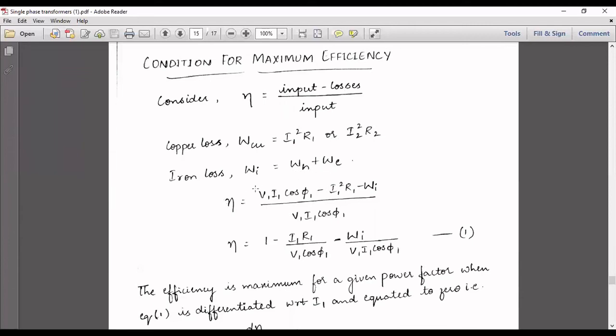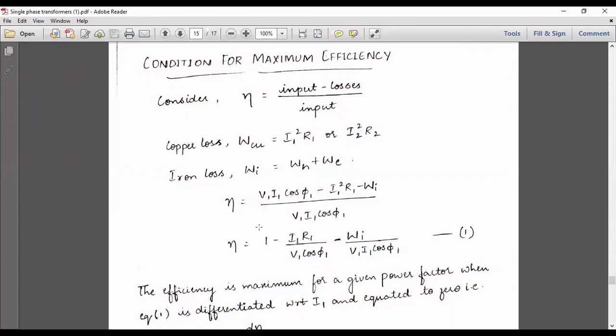When I substitute all these values in the equation, eta will be equal to the input power. What is the value of input power? With respect to the primary winding, it is V1 I1 cos phi 1, minus losses. I am considering the losses only with respect to the primary winding. Therefore, it will be I1 square R1 plus WI, that is iron loss, divided by V1 I1 cos phi 1. Here, minus losses is there: minus of iron loss plus copper loss. If I substitute and multiply the negative sign into the losses, I'll get minus I1 square R1 minus WI divided by V1 I1 cos phi 1.